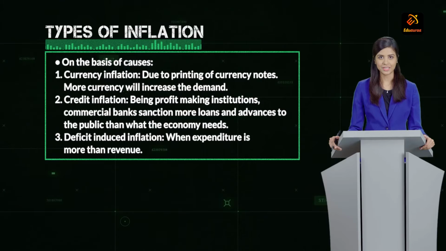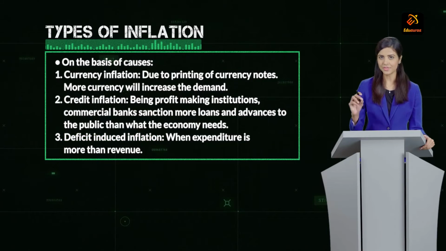Now, the next one is the deficit-induced inflation. The budget of the government reflects a deficit when the expenditure exceeds the revenue. And to meet this gap, the government may ask the central bank to print additional notes. Since the pumping of additional money is required to meet the budget deficit, obviously the price will rise. And this may be called the deficit-induced inflation.